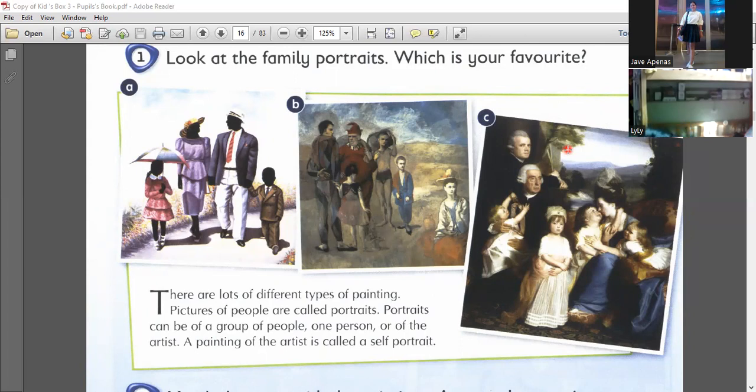How many children? Okay, I'm looking for three children only. Three children. What letter is it? Has three children. Yeah, what letter? What letter?